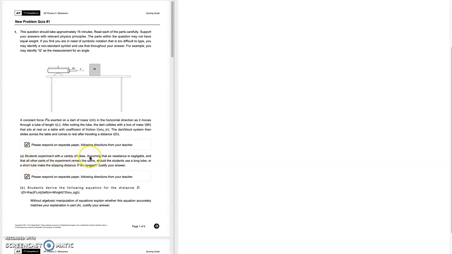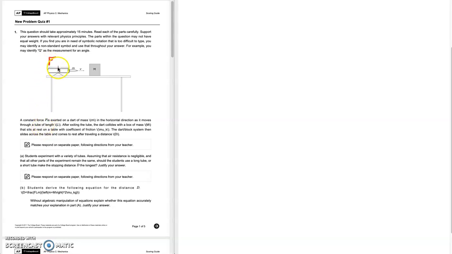Students experiment with a variety of tubes, assuming that the air resistance is negligible and everything else remains the same. Let's talk about the length of the tube, because we want to make the stopping distance the longest. So let's make up our own situation here, where we're going to talk about force, because they want all other parts to remain the same, and they tell us that it's going to have a constant force.